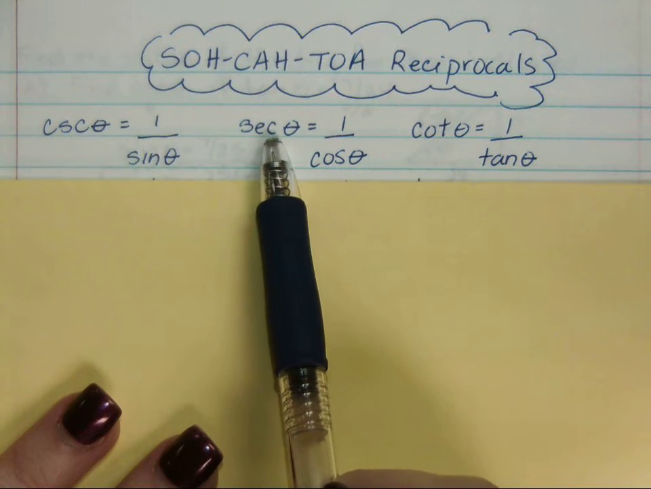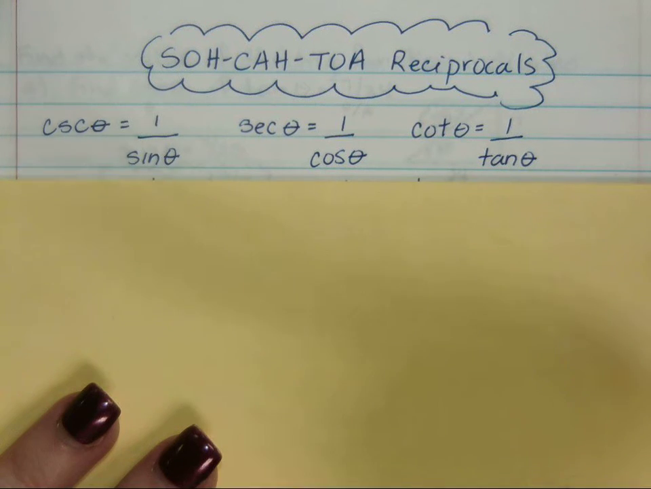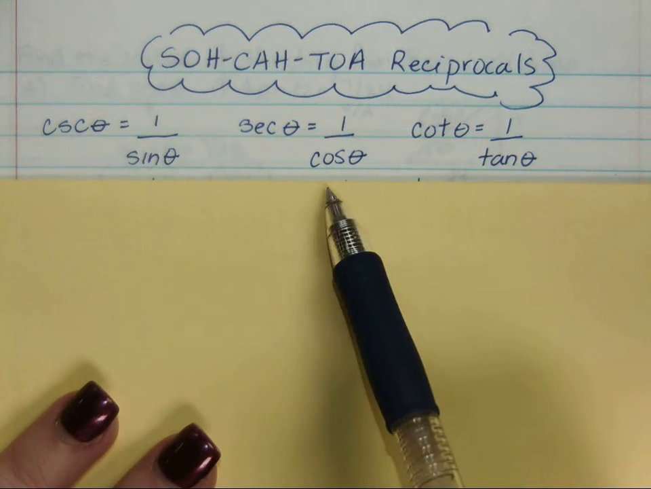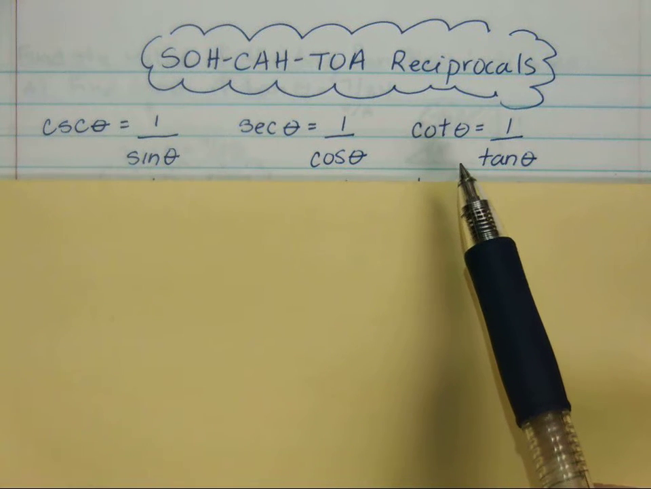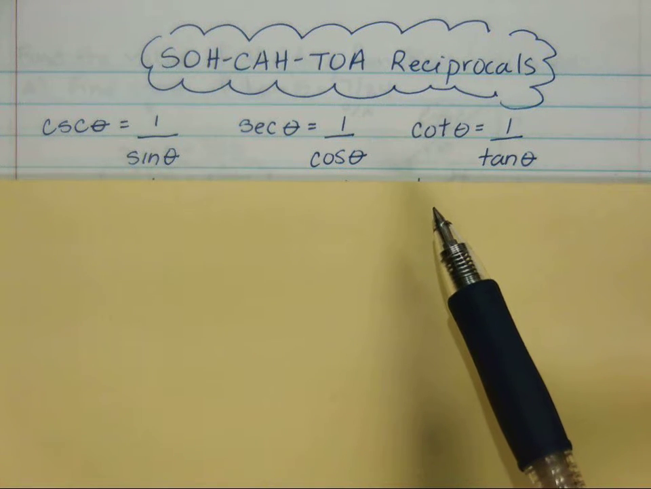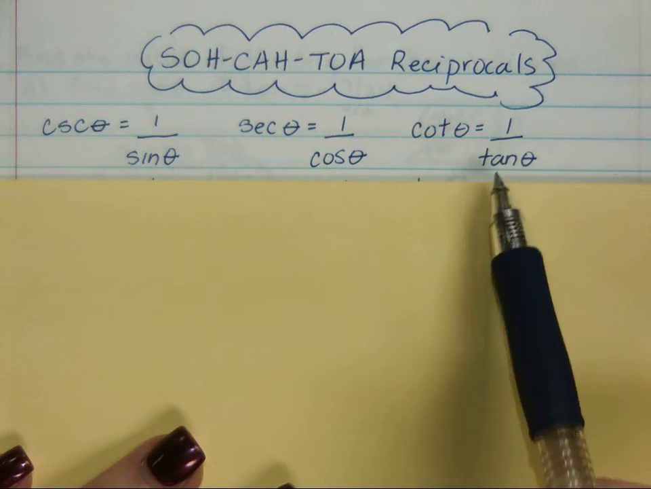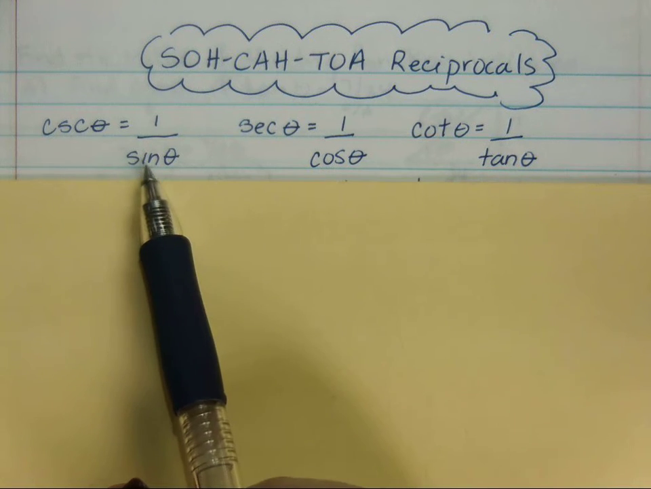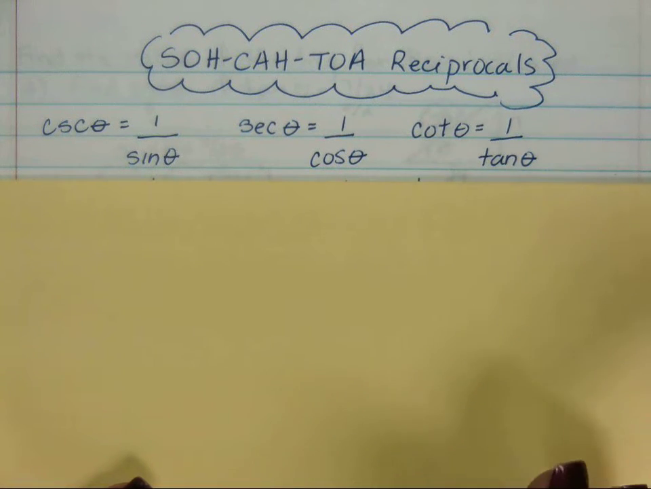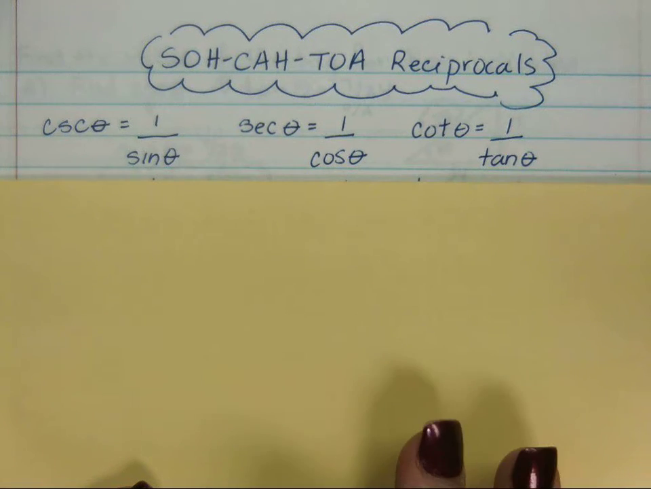For secant, that is the reciprocal of cosine. So you can see that the first letters don't ever match. And again for the cotangent function, the reciprocal for cotangent is 1 over tangent. So our different trig functions, sine, cosine, and tangent, are the reciprocals of the other 3 trig functions.